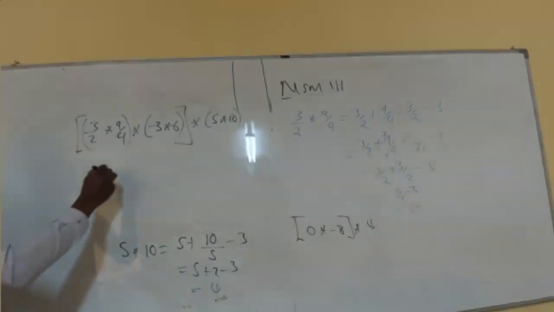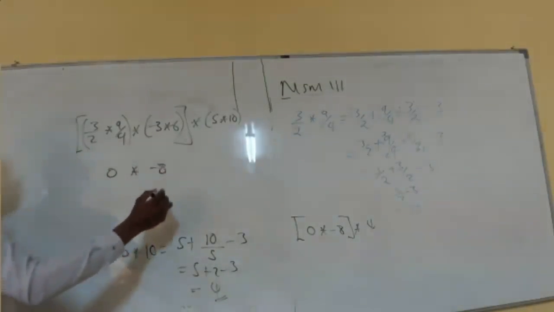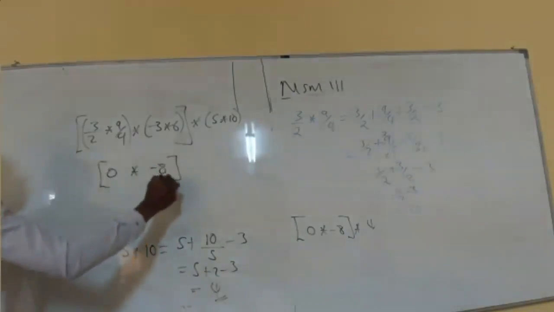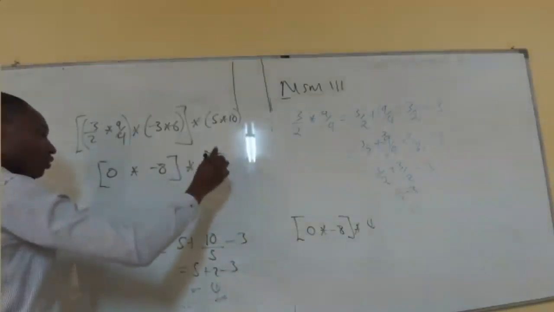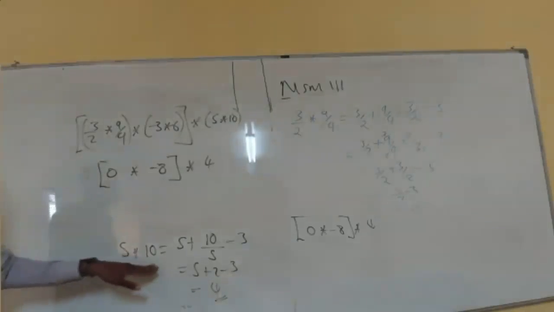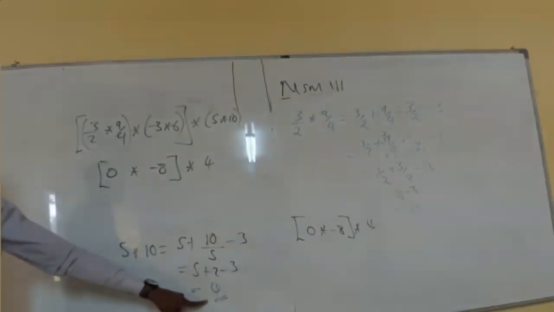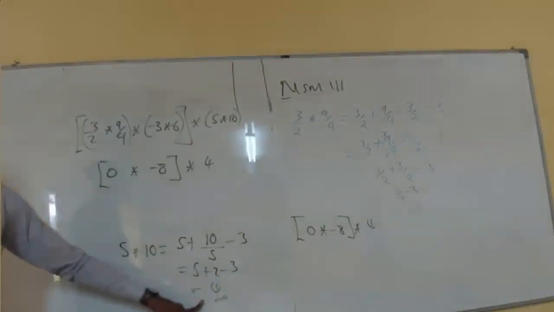So we have 0 star. Here we found negative 8, then we have star, here we found 4. Okay, so now we have 0 star negative 8, star 5 star 10, which we found as 4. 2 minus 3 is negative 1 plus 5 is 4.